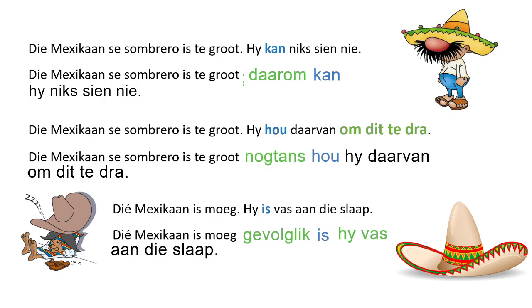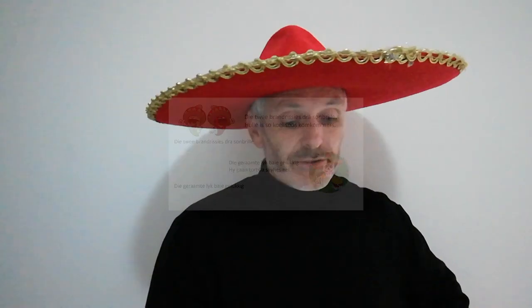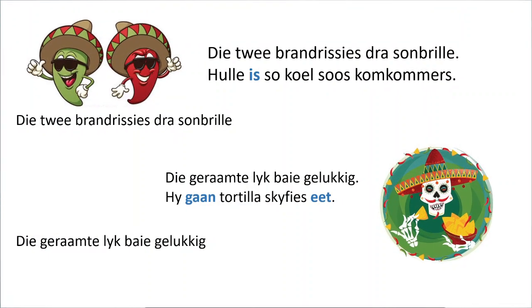So, what happens in group 3? In groep 3 skuif die werkwoord na die einde. Dit is nou werkwoord 1 van die tweede sin. Once again, group 3, unlike group 2 and unlike group 1, now the verb moves to the end, the first verb of the second sentence. So let's take an example. On the next slide, I'll read through the pictures and the sentences.